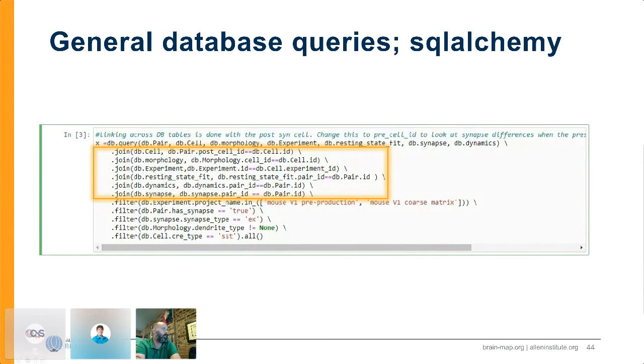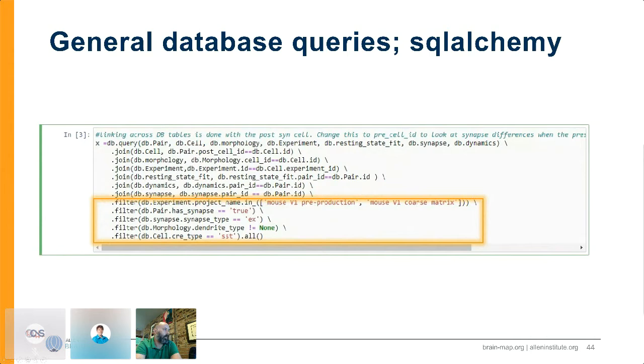Okay, so we've now joined all these tables, but I don't want all the data from all of these tables. I want to filter it, and that's this next step here. In this case, I'm filtering for mouse data. I'm not selecting the human data. I'm selecting our pre-production data and our production data. I only want all the pairs that have a synapse, and I only want the excitatory synapses. I'm not interested in the inhibitory synapses.